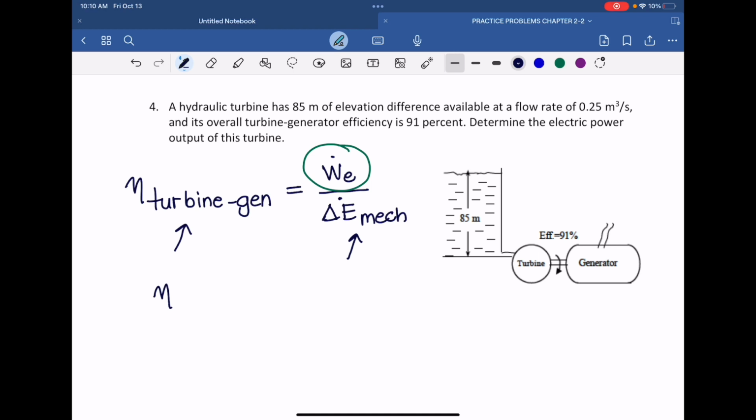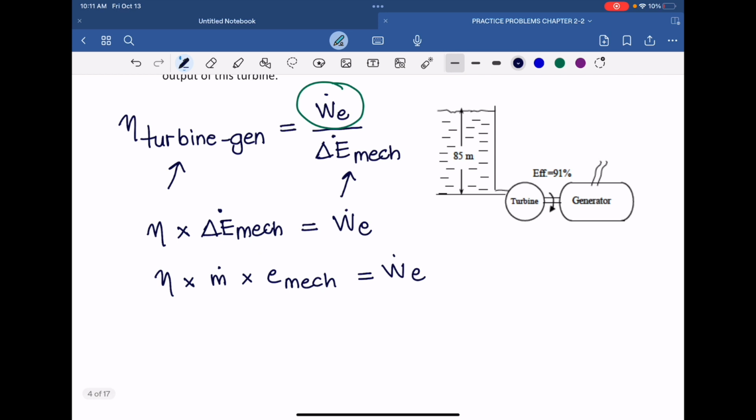So the efficiency times the rate of mechanical energy should give me the electric power. Instead of the rate of mechanical energy, I can write mass flow rate times mechanical energy per unit mass. And mass flow rate I can calculate from density times volumetric flow rate, because they give me the volumetric flow rate and density. I can accept it as 1000 for water.